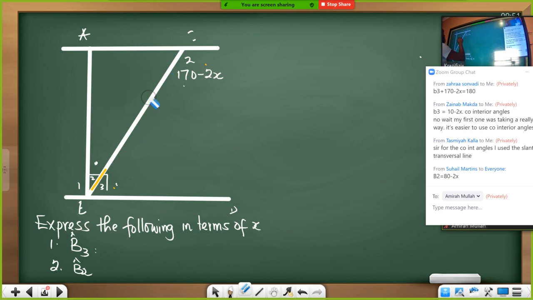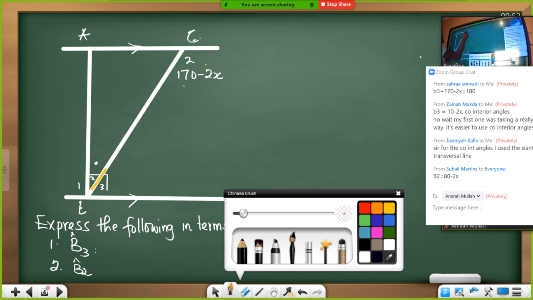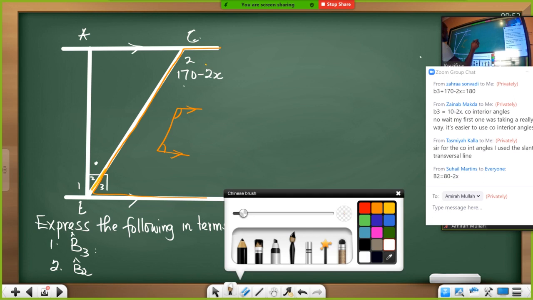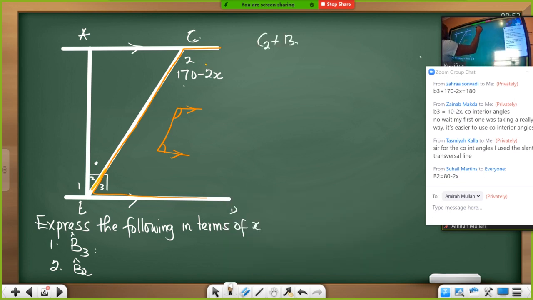Let me clean all of that. Awesome. So we have this as C. Now, we were told that this line is parallel to this line. Good. This line here is parallel, so we're using that. So we talk about co-interior there. Co-interior. Lovely. So C2 plus B3 equals 180, co-interior, because AC is parallel to BD.